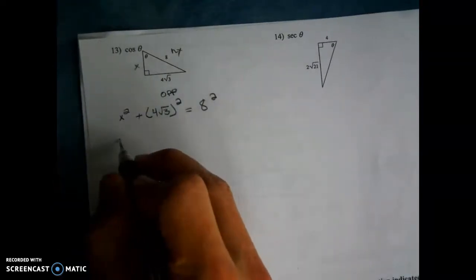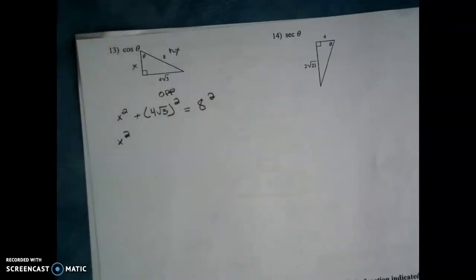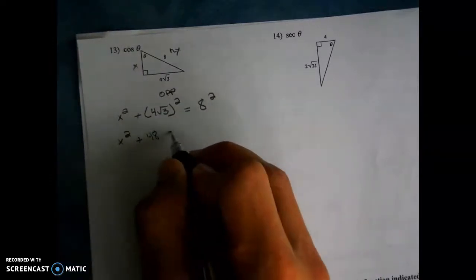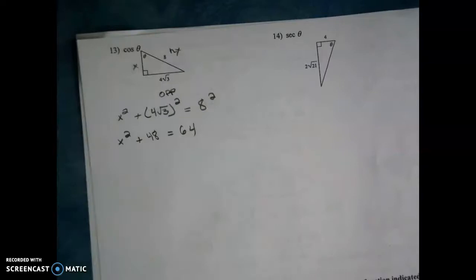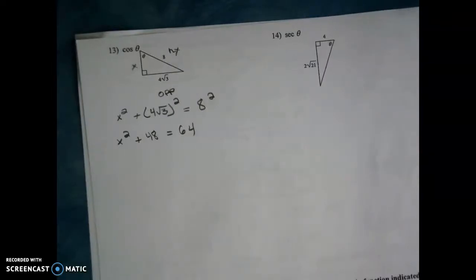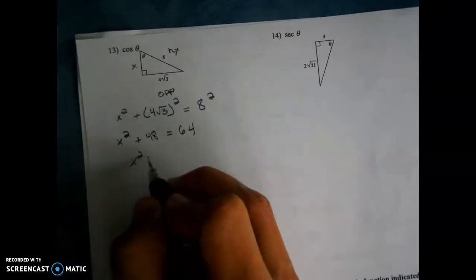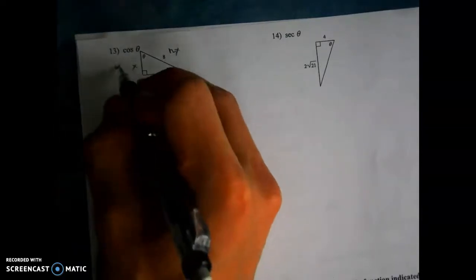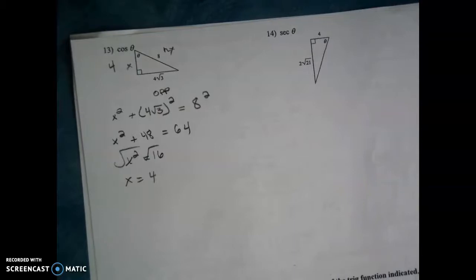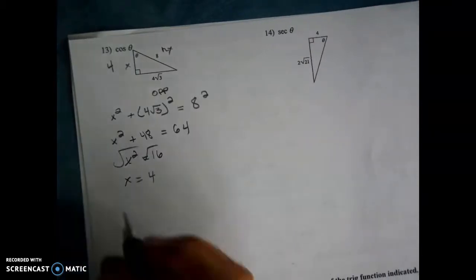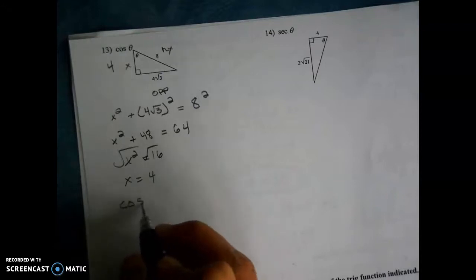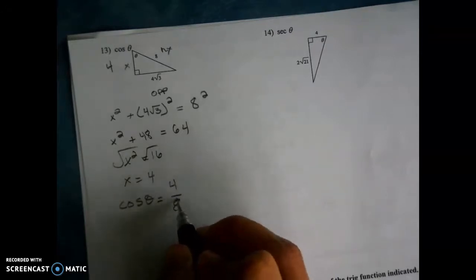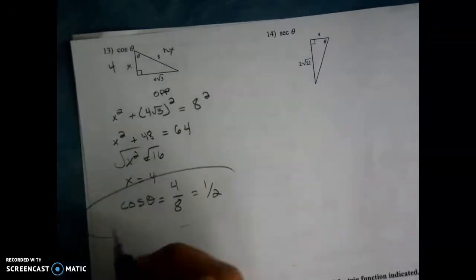Here we get x squared plus 48 is equal to 64. Keep solving for x. We get x squared is equal to 16. x is equal to 4. Okay, now we need to find cosine of theta. So cosine of theta is going to be adjacent over hypotenuse. We have adjacent, which is 4 over 8, is equal to 1/2. Done.